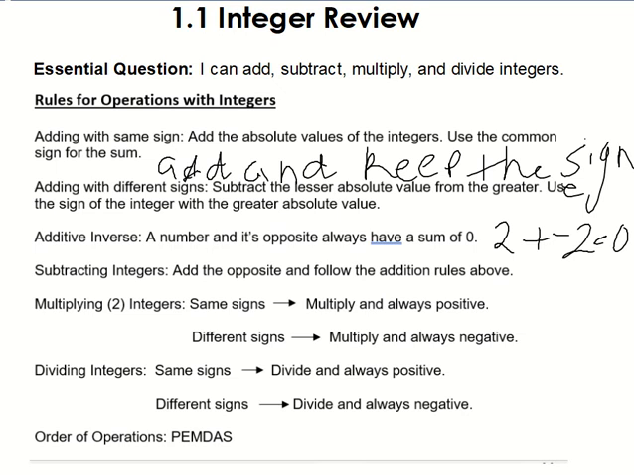Subtracting integers, we add the opposite and follow the addition rules. So this is the one that tricked most people. All you do is add the opposite and then apply the addition rules above.